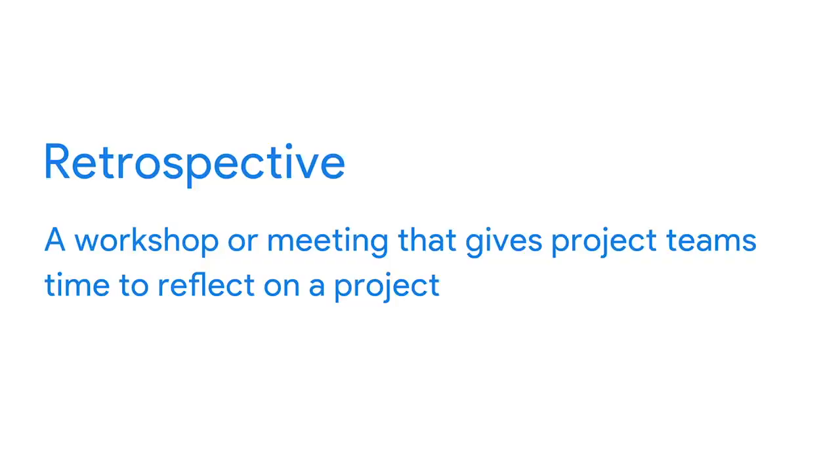A retrospective, sometimes referred to as a retro, is a workshop or meeting that gives project teams time to reflect on a project. A retrospective gives you a chance to discuss project successes and setbacks and to learn from mistakes. Though retrospectives often happen at the very end of a project, they are also a helpful process improvement tool that can and should be used throughout the project lifecycle, especially after reaching a project milestone. For example, right after implementing the tablets and testing them with beta users is a great time for a Sauce and Spoon retrospective.